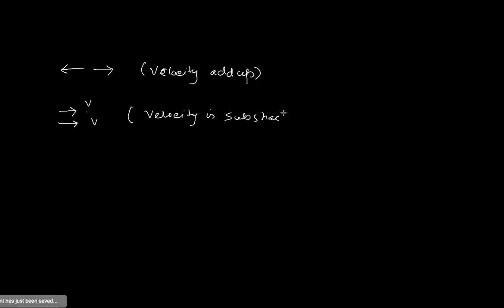It means that if two bodies are moving with different velocities, or the same velocity, in opposite directions, then their velocities add up. And if they have the same velocity v and v with the same direction, then the velocity is subtracted.